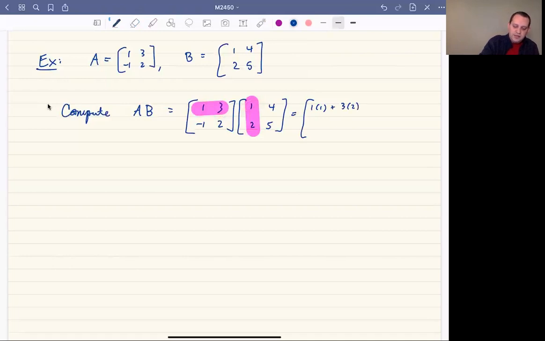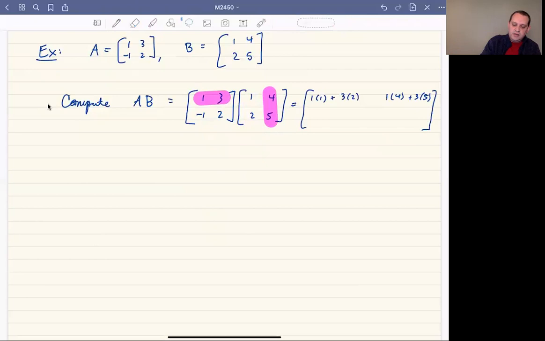And then I'm going to do this again. Let's see if I can get rid of the highlighter here. Fancy iPad trick. So I'm going to do this again with the first row of A and the second column of B. And that'll give me the value in the first row and second column of our product. So this will be 1 times 4 plus 3 times 5.